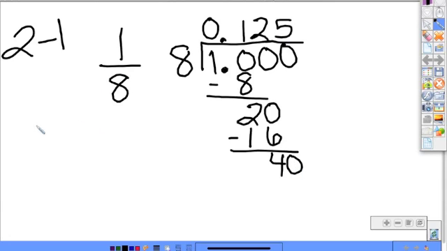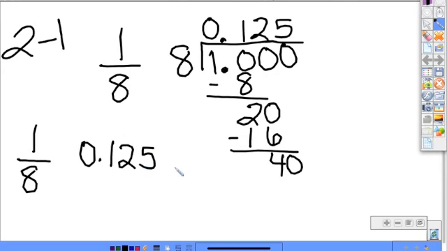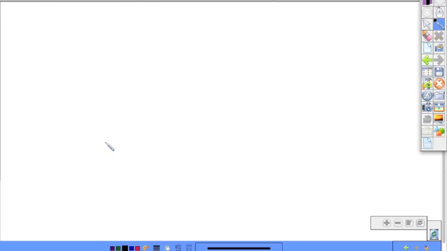So 1/8 is the exact same thing as saying 0.125. I didn't change the fraction. I didn't add anything or take anything away. This is the decimal form for this fraction, and that's all we're looking for. So this is your answer. Okay, so let's try another one.